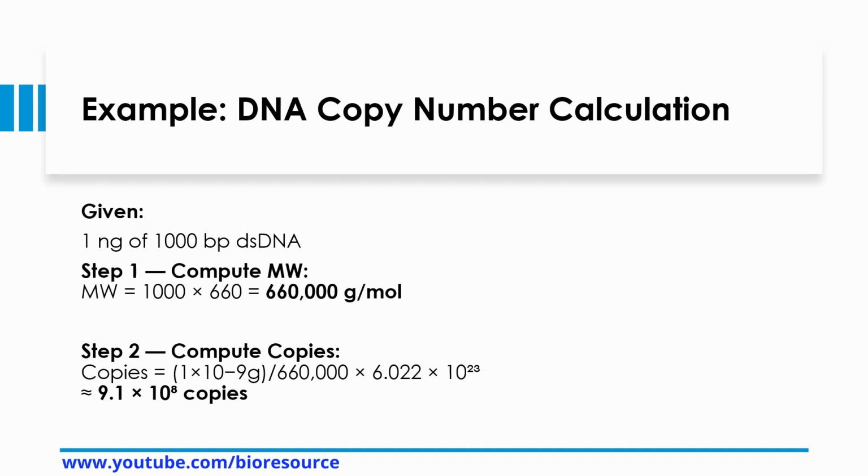And step 2 is to compute the copies. Copies equal to 1 into 10 to the power minus 9 grams, that is a conversion of 1 nanogram to gram, divided by 660,000 into Avogadro's number 6.022 into 10 to the power 23. Solving for this, we get around 9.1 into 10 to the power 8 copies. So 1 nanogram of 1000 base pair double stranded DNA equals 9.1 into 10 to the power 8 copies.